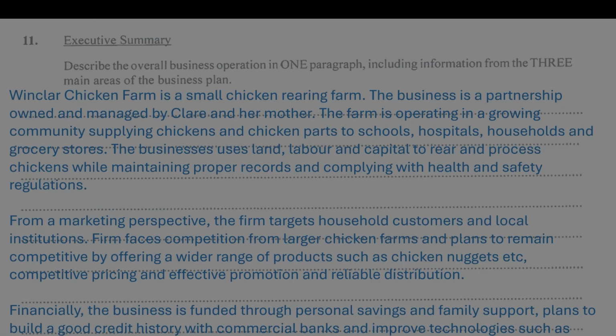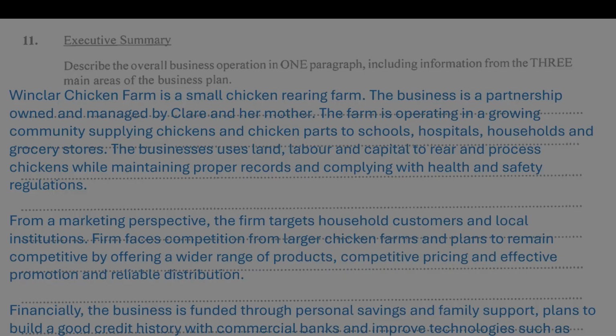So firstly, Winkler Chicken Farm is a small chicken rearing farm. The business is a partnership owned and managed by Claire and her mother. The farm is operating in a growing community, supplying chickens and chicken parts to schools, hospitals, households, and grocery stores. The business uses land, labor, and capital to rear and process chickens while maintaining proper records and complying with health and safety regulations. From a marketing perspective, the firm targets household customers and local institutions. The firm faces competition from larger chicken farms and plans to remain competitive by offering a wider range of products, competitive pricing, and effective promotion and reliable distribution.